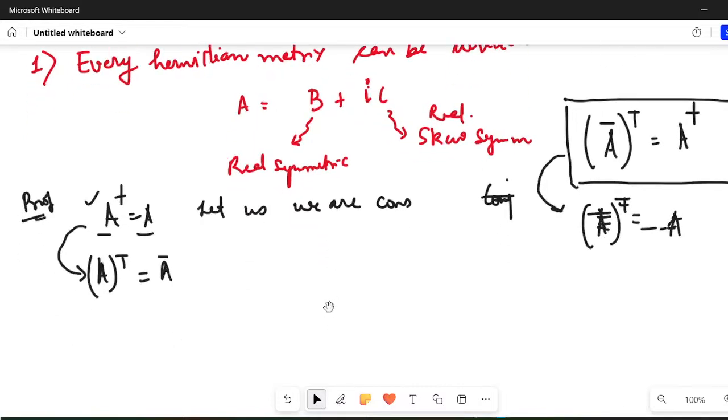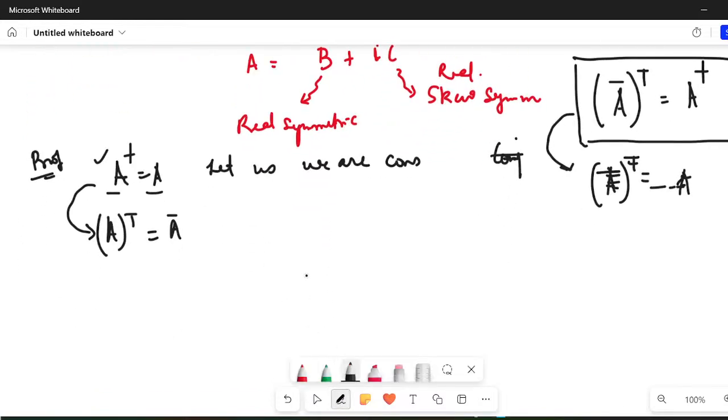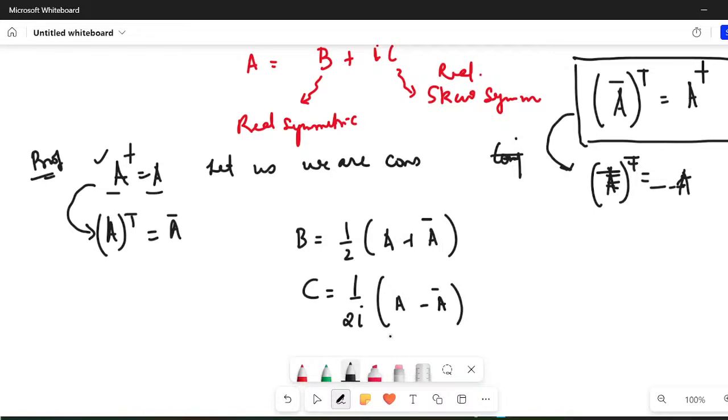Now see, I'm assuming two things. First, let us assume that B would be equal to half of A plus A transpose. And let us say C is equal to 1 upon 2 iota times A minus A dagger. Our claim is that this is symmetric and this is antisymmetric. So I am claiming that my B would be symmetric and C would be antisymmetric or skew symmetric.